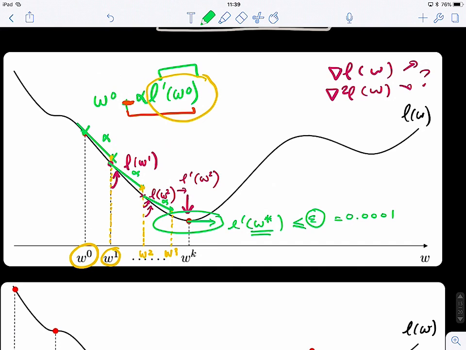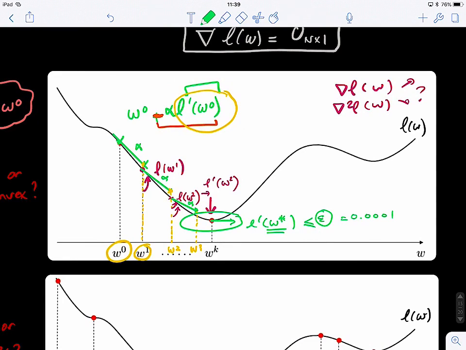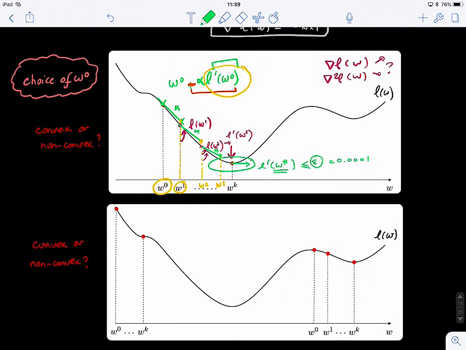Question number 2, how do we know that we reach a global minimum, not a local minimum? If you look at this function, it's not convex, right? Because it has different minima. So it's a non-convex function. This is what I asked right here. So this is a non-convex function, right?